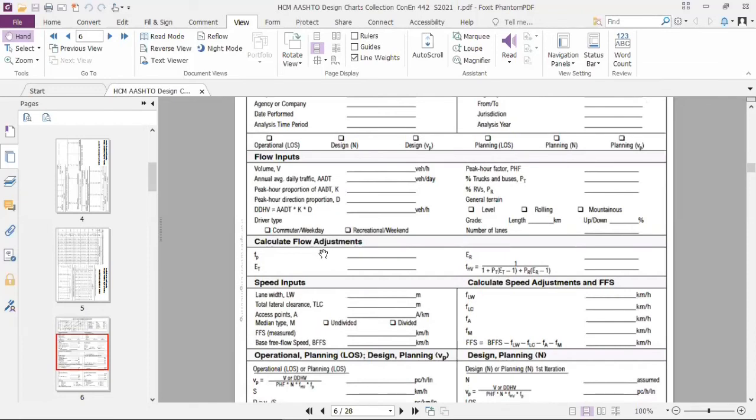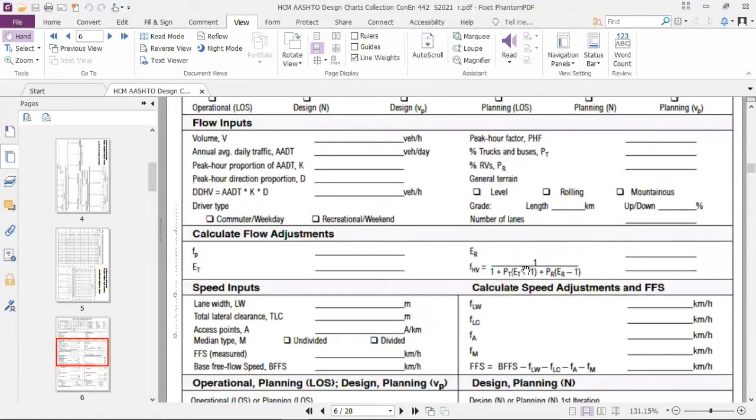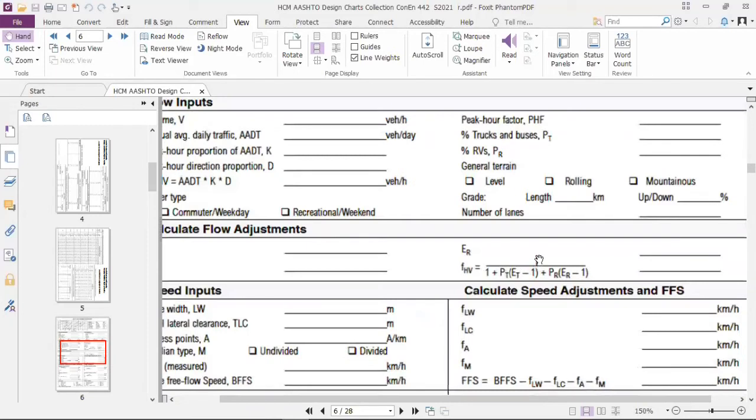Then, to calculate the flow adjustment, you have the factor P that I mentioned before. You have to estimate the equivalent of truck, ET, and ER. Then that's the factor for adjusting, the FHV, the adjustment factor for heavy vehicles. It's estimated using this equation: 1 divided by 1 plus percentage of trucks multiplied by the equivalent of truck minus 1, plus percentage of RVs multiplied by the equivalent of RV minus 1.